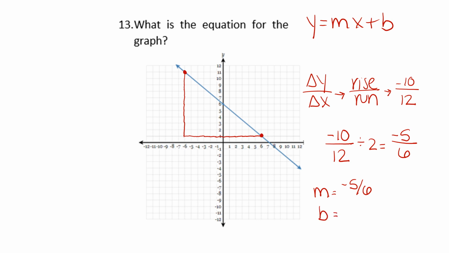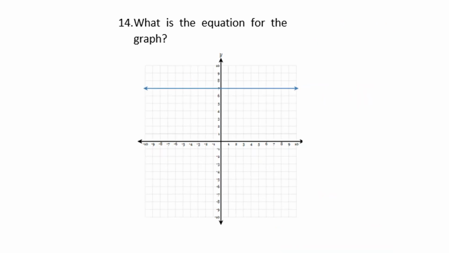To find the initial value, we're looking at 0, the y-intercept, and so we want to see where the line crosses. The line crosses the y-axis at +6. So we use that information to make our equation. Y equals -5 over 6x, because m and x always go together, and then +6 at the end, representing the plus b value.